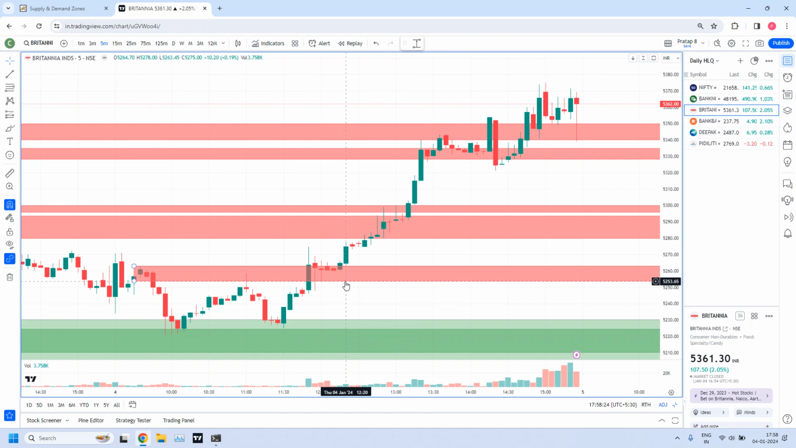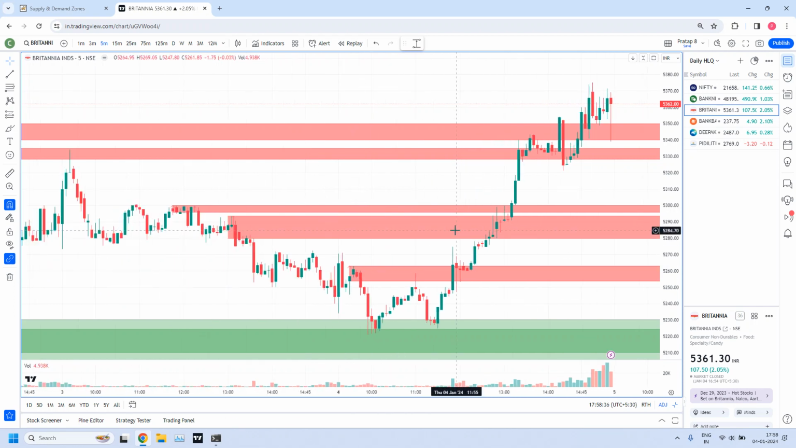Here what is the goal? The goal is not taking the entry. The goal is for profit booking. Okay. Instead of booking this profit in this zone, where you want to book? The next available supply zone. What is the next available supply zone?